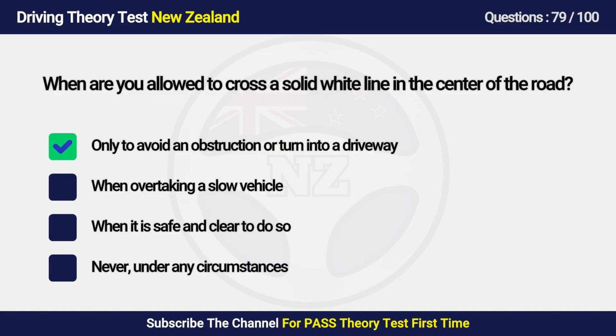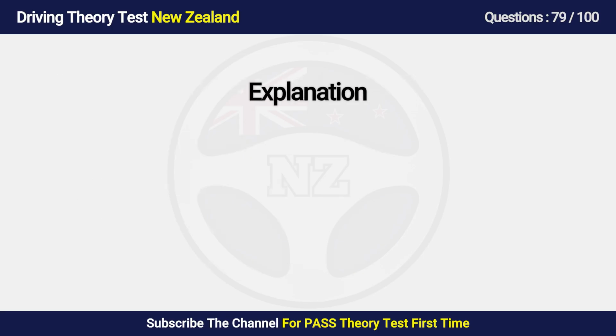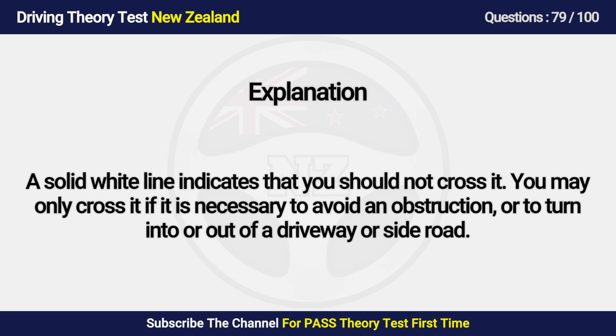Answer is A. Only to avoid an obstruction or turn into a driveway. A solid white line indicates that you should not cross it. You may only cross it if it is necessary to avoid an obstruction or to turn into or out of a driveway or side road.